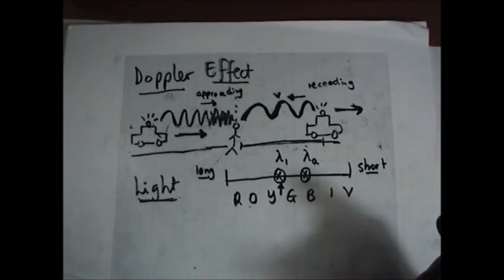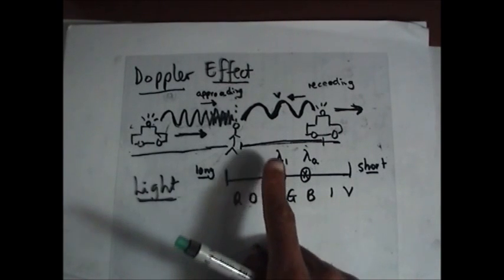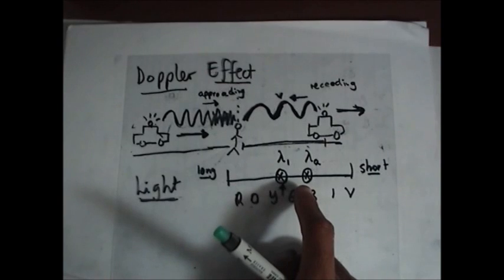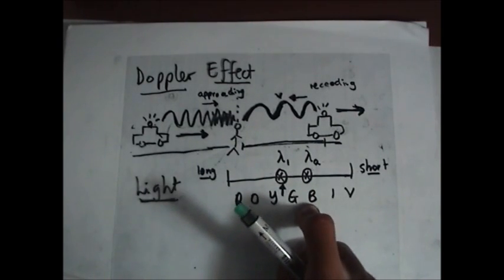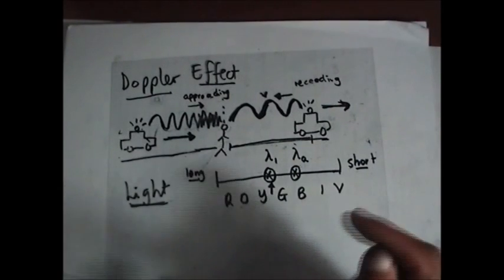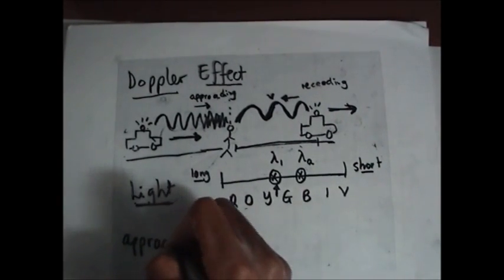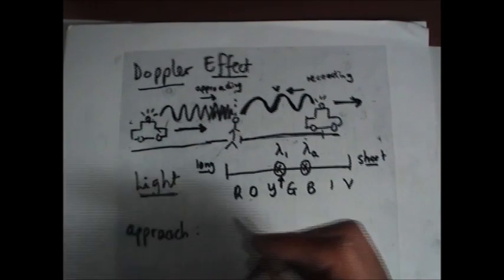And what color will I be seeing now? I'm no longer seeing this color because this was the resting color. But as it is moving towards me, I'm not seeing this color. It looks a bit bluish because it's closer to blue. So that is the important part about the Doppler effect on light.